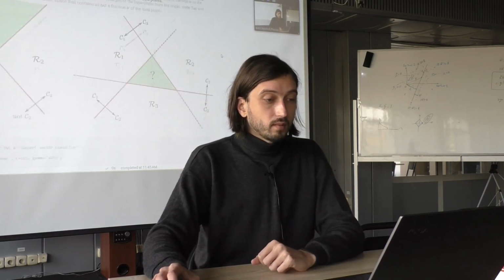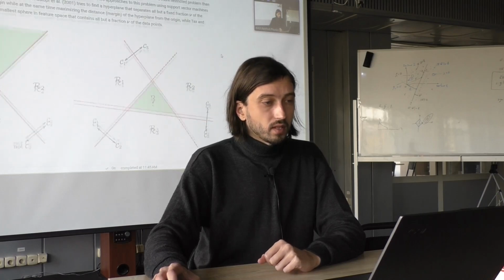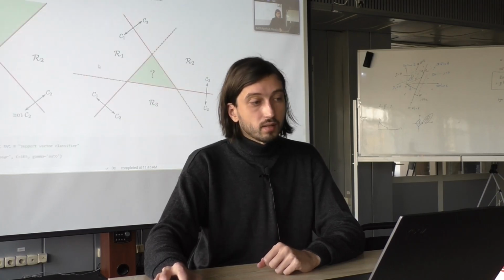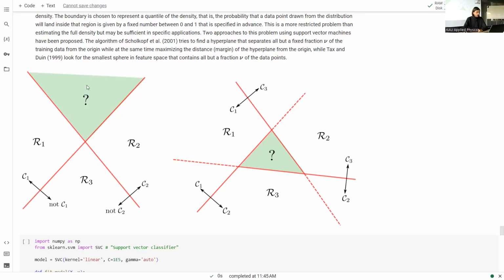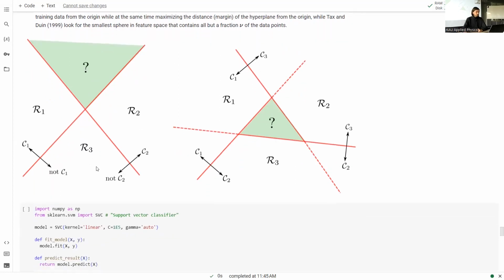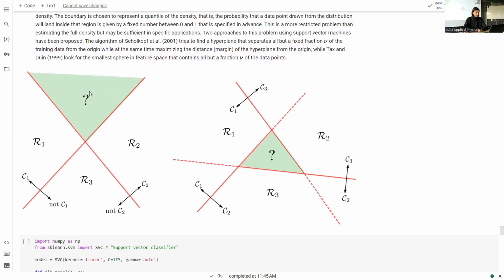Another approach may be training other kinds of classifiers. Here is a nice picture for you. Here is one of the problems when you are training, for example, two classifiers, like class C1 and not C1, and class C2 and not C2. And you see that there may be some areas where you are not certain which class it is. So that may be a problem.